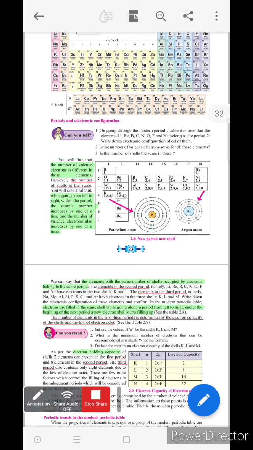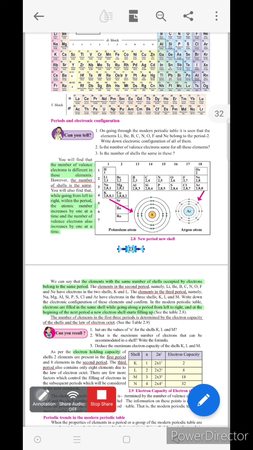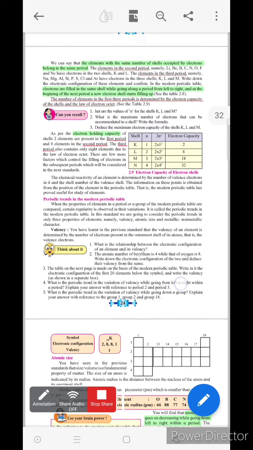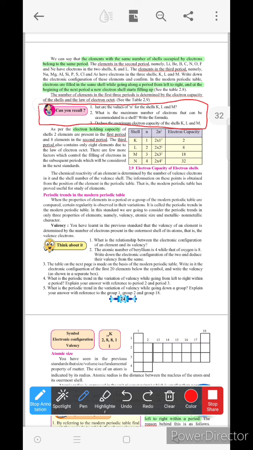Next, page number 23. Can you tell? The topic is there. There are 3 questions which are removed from your syllabus. Now we will move on to the next page. Page number 24. Again there is a pink color box, Can you recall? There are again 3 questions which are removed for this year.